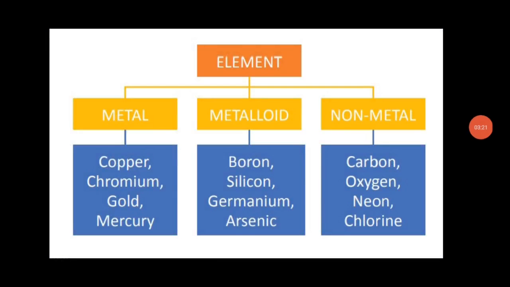Let's see elements. Based on the properties, the elements can be classified into three types: one is metal, second one metalloids, third one non-metal. Metal example, copper, chromium, gold, mercury. Metalloid example, boron, silicon, germanium, arsenic. Non-metal example, carbon, oxygen, neon, chlorine. These are based on the properties. Elements can be classified into three types: metal, non-metal, and metalloids.